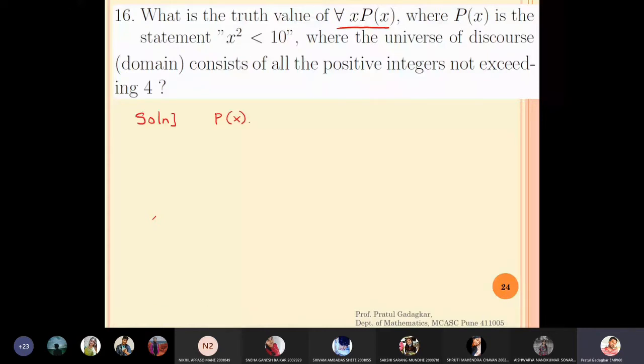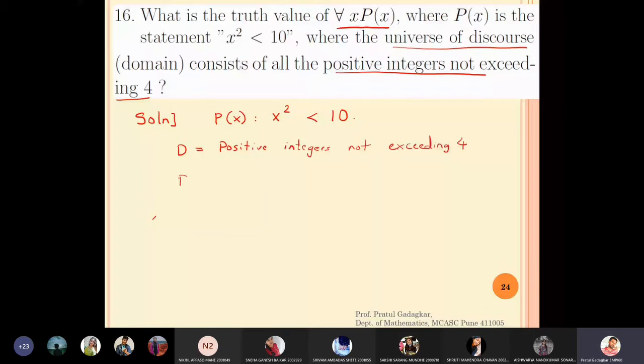The universe of discourse D consists of all positive integers not exceeding 4. So the integers should not be greater than 4. Now what are the positive integers? Positive integers start from 1, 2, 3, but they should not be greater than 4. So D contains all the elements 1, 2, 3, 4.